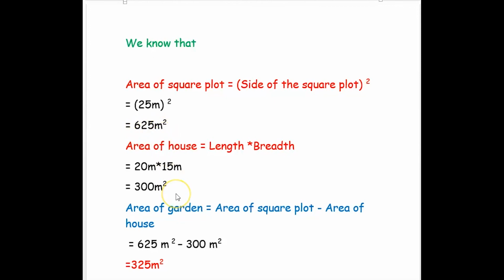Now we will find the area of the house. So the house is rectangle in shape. So the area of the house, that is a rectangle, is length into breadth. 20 meters length into 15 meters breadth. So 20 meter into 15 meter will be 300 meter square.